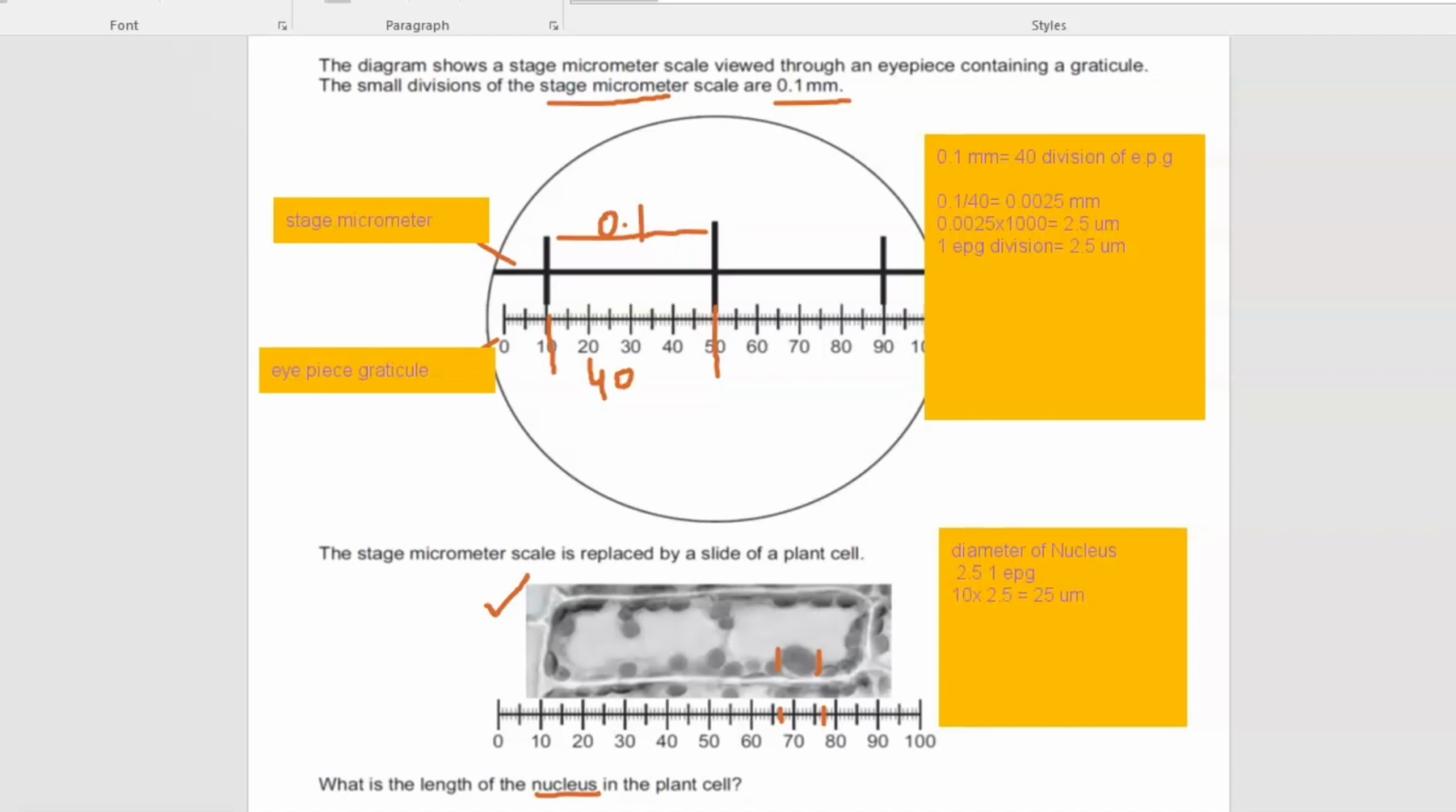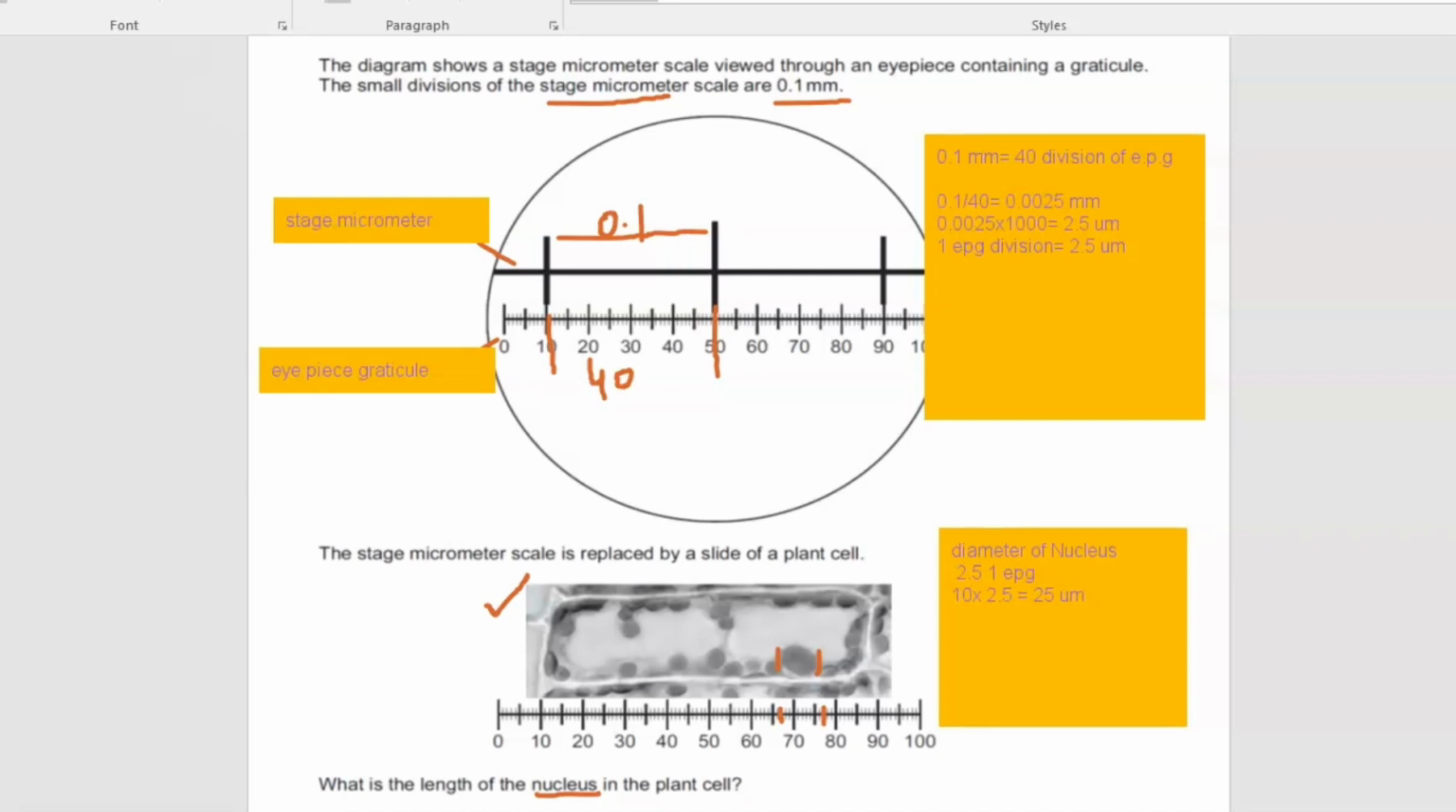So in the answer we have to look for the value closest to 25 micrometer. It can be written as 20 or maybe 26, like that. But the value should not be further away from this answer.